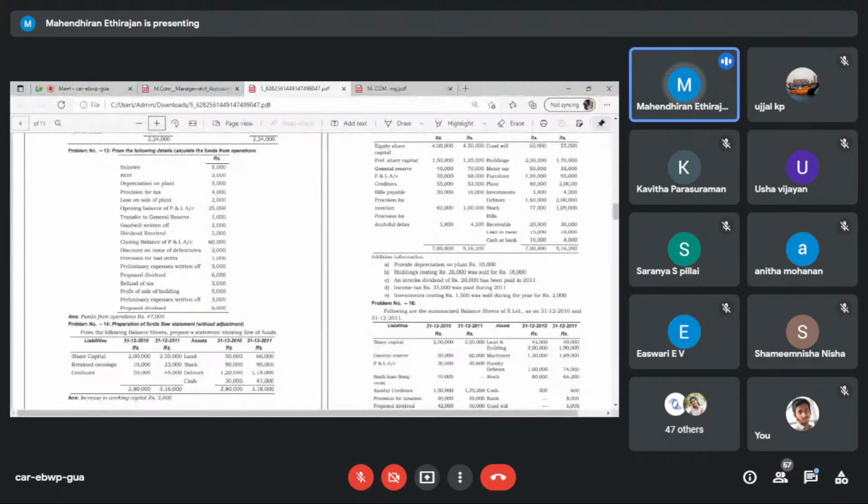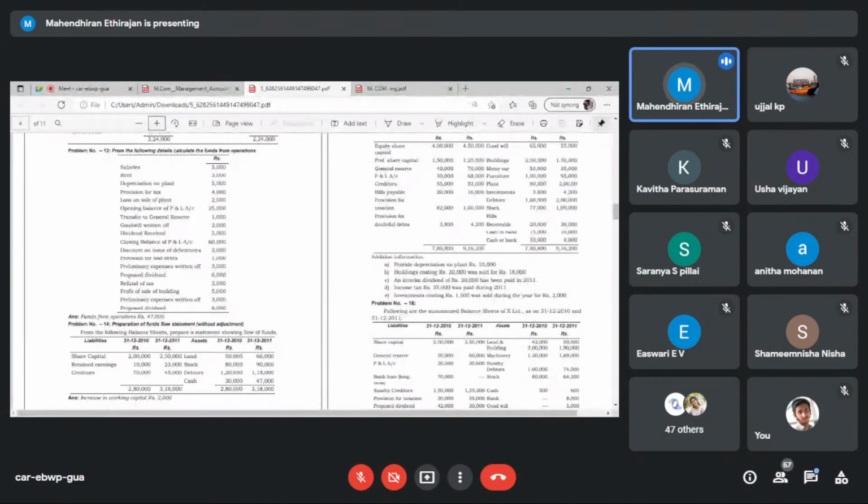Calculate the funds from operations. See, a lot of things are there. Just before that, I'm telling you in what method you're going to prepare it, either the traditional method or the statement model. Both methods we have to follow, because here the opening balance and also the closing balance are available. So we want to get the funds from operation.